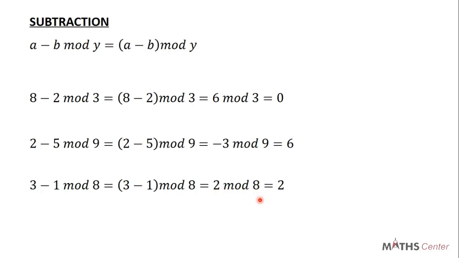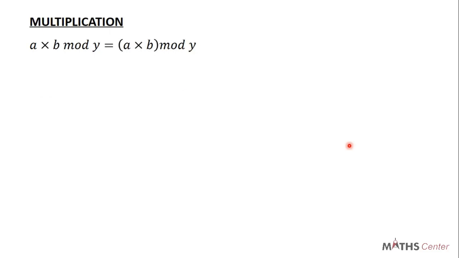So 2 mod 8 is equal to 2. We have learned how to add and subtract numbers in a given modulus. Now let's learn how to multiply numbers in a given modulus. Multiplication: a times b mod y is equal to (a times b) mod y. So for example, 2 times 2 mod 6 will be equal to (2 times 2) mod 6.